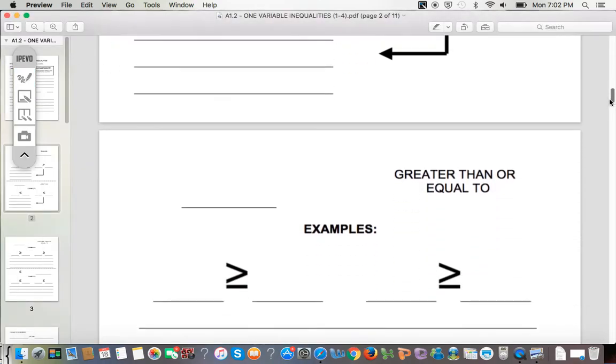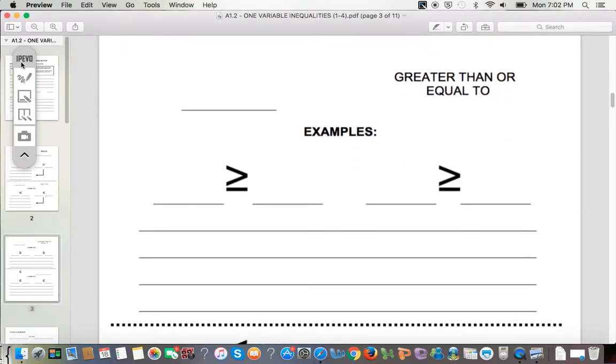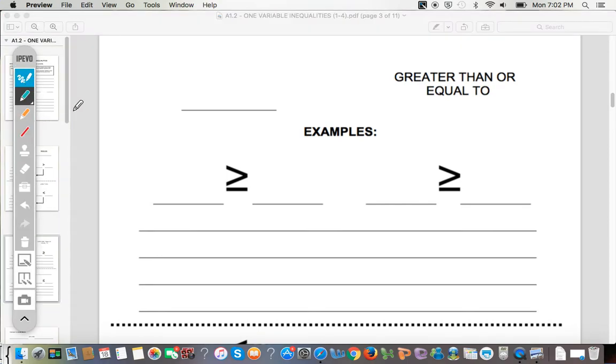Moving on. Sign number 3, we have greater than or equal to, which looks just like our greater than symbol, except it has a line beneath it. Some examples here: 10 is greater than or equal to 4. I'm also going to write this example here: 1 is greater than or equal to 1. Both of these are true.